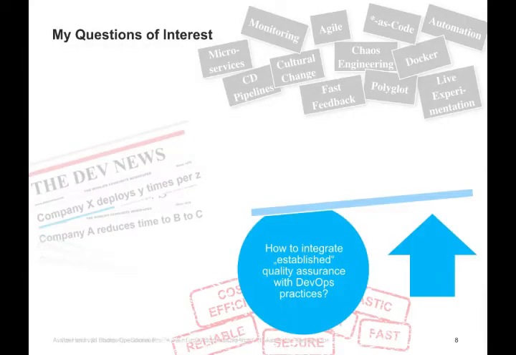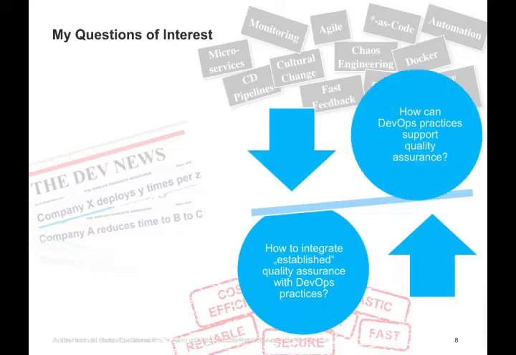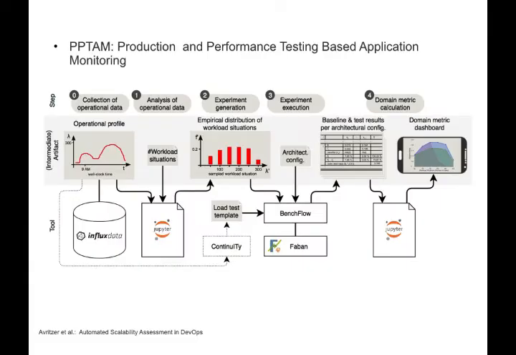In this talk, we address some of the challenges and opportunities to implement performance and scalability testing in DevOps environments. Specifically, we propose a methodology called Production and Performance Testing Application Monitoring, or PPTAM, to integrate established quality assurance methodologies while supporting DevOps practices. The PPTAM approach creates a tool ecosystem that integrates operational data collected from production, which is used to weigh load tests through application performance monitoring integration.